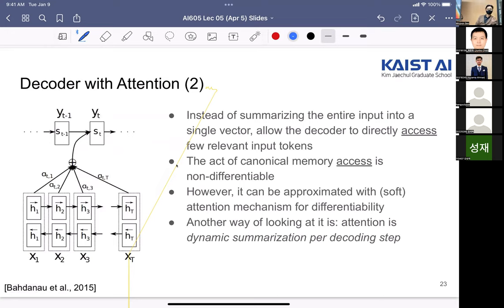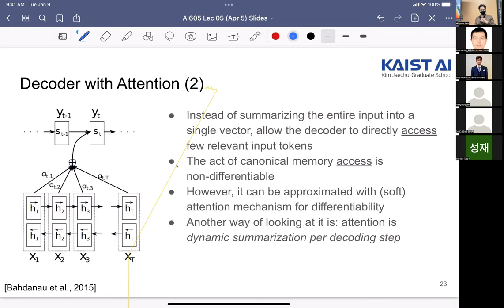But then anyways, the idea in this paper was that, well, if you think of C as a summarization of the entire sentence, instead of having one static summarization, which is done after reading the entire input sentence, what they're trying to do here is that they want to summarize in a more dynamic manner. So we want a different summarization for each time step in the decoder.